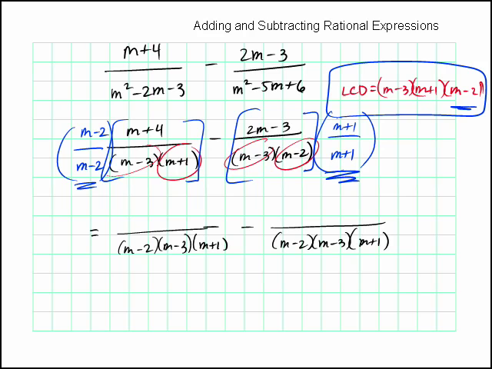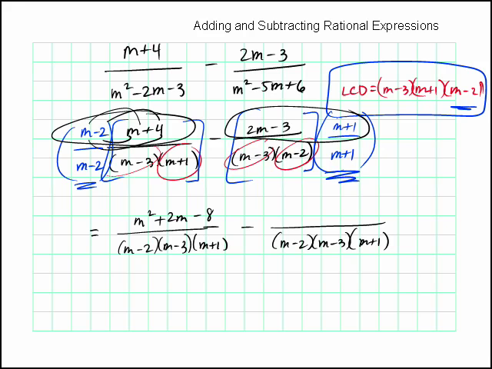In the numerator, we have to take this and distribute, or actually FOIL. We can use the FOIL method here. We got m times m, that's m squared, minus 2m plus 4m is a positive 2m, and we got negative 2 times positive 4 is negative 8. Same thing over here. I've got to FOIL that together. So that's going to be a 2m squared minus 3m and plus 2m is negative 1m. And then we've got negative 3 FOILed out.